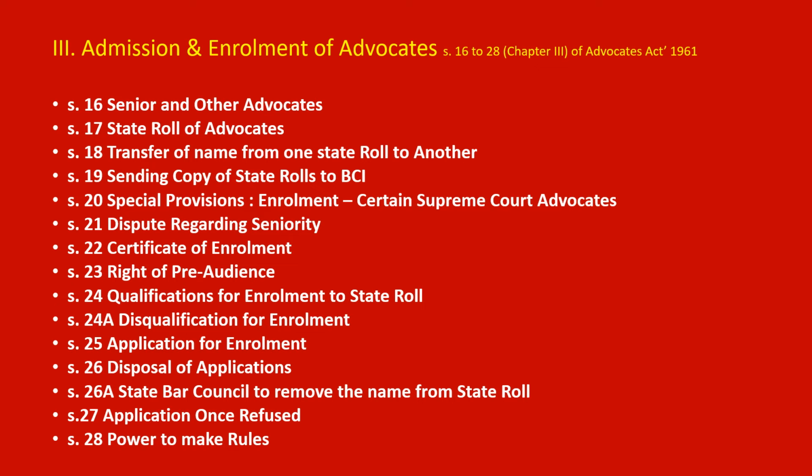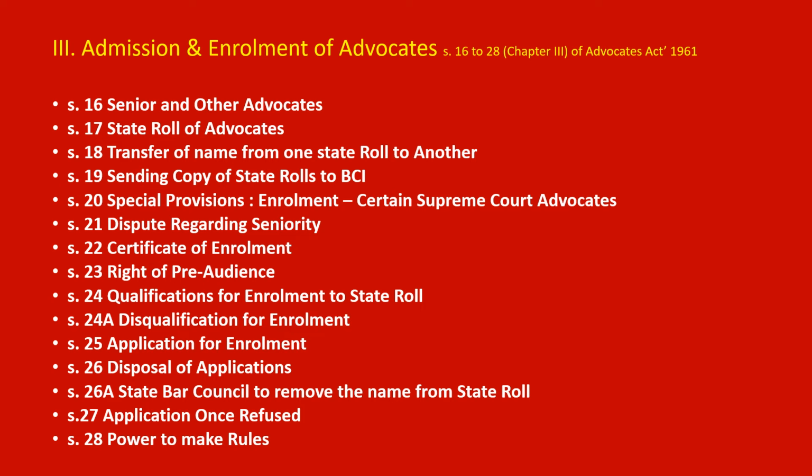Section 27 says that an application which is once refused will not be entertained by another Bar Council until the Bar Council which is refusing gives its consent, and also the Bar Council of India gives the consent. So if a person whose request for enrollment has been refused by a particular State Bar Council wants to apply to another State Bar Council, he should get consent from the State Bar Council which has denied the request, and also the recommendation from the Bar Council of India.